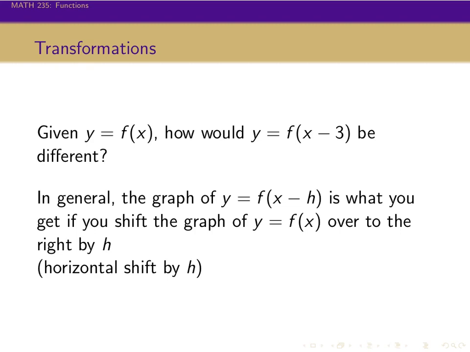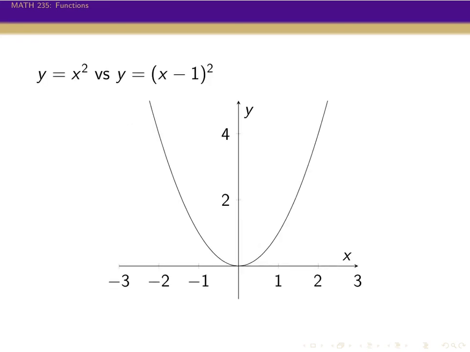So f of x minus h is what you get if you shift the graph of y equals f of x over to the right by h. So let's think about what the graph of y equals x squared looks like versus y equals x minus 1 squared. So here's the graph of x squared. Then for y equals x minus 1 quantity squared, our x values have to be 1 bigger to get the same output. So every point on here is going to get shifted over by 1 in our new graph.